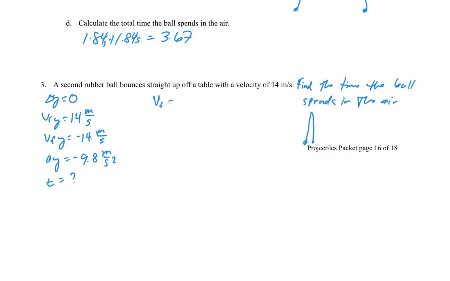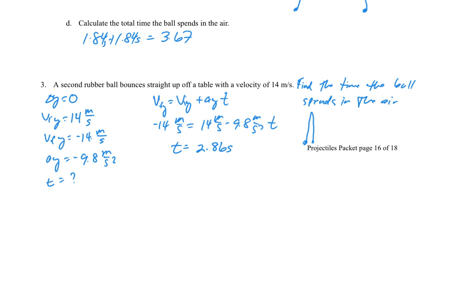The easiest equation to use here is going to be our acceleration equation, because we know both velocities and the acceleration. So I get negative 14 meters per second is equal to 14 meters per second minus 9.8 meters per second squared times time. If you do a little bit of algebra and throw that in your calculator, you should see that the time is 2.86 seconds.